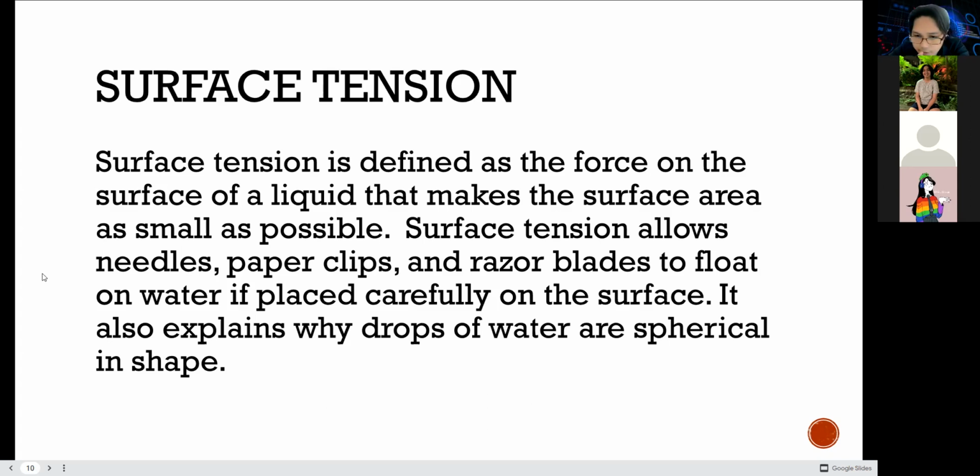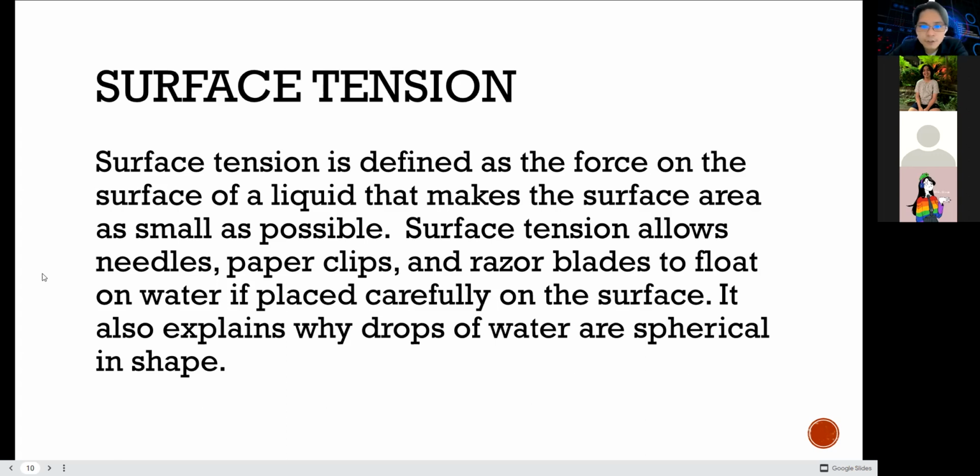You can actually observe droplets of water. When you go outside your house, check your plants. You can usually see them on the tip of a leaf blade. That's the product of transpiration. So you can actually see some droplets there. It is spherical in shape. This is because of the surface tension.